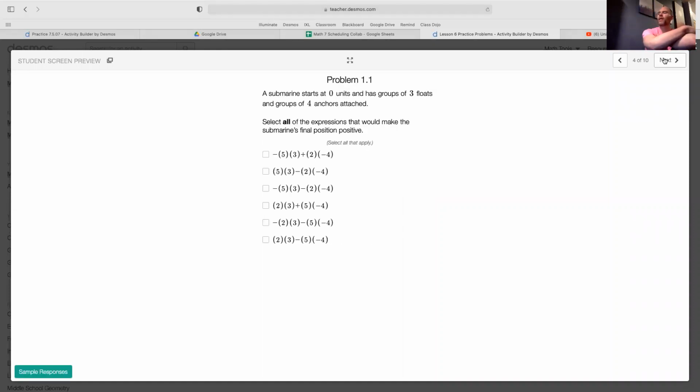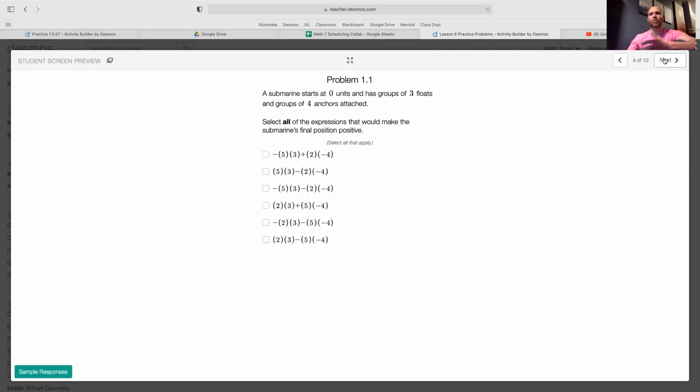All right, next. A submarine starts at 0 units and has groups of 3 floats. So the floats on this submarine come in packs of 3. You can only take them off or put them on in groups of 3. And the anchors are in groups of 4. So you can only put them on or take them off in groups of 4. And so we have to select all of the expressions that would make the submarine's final position positive.